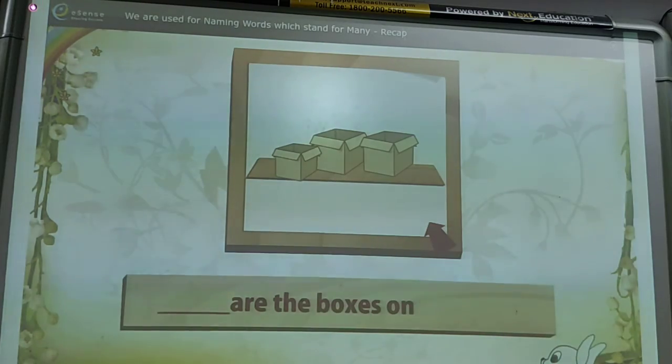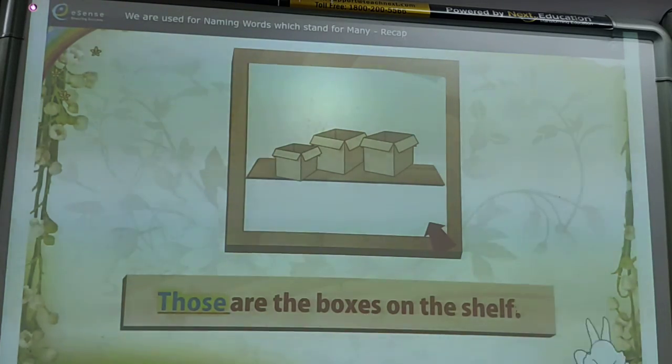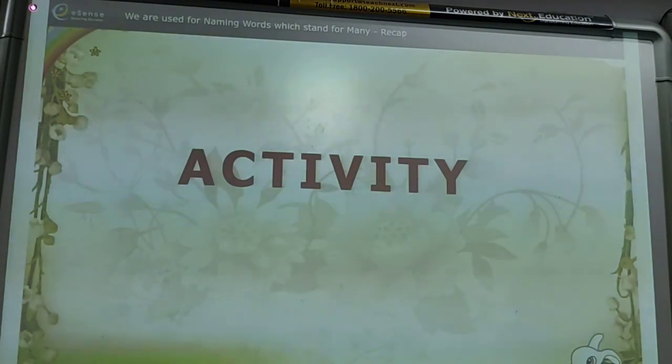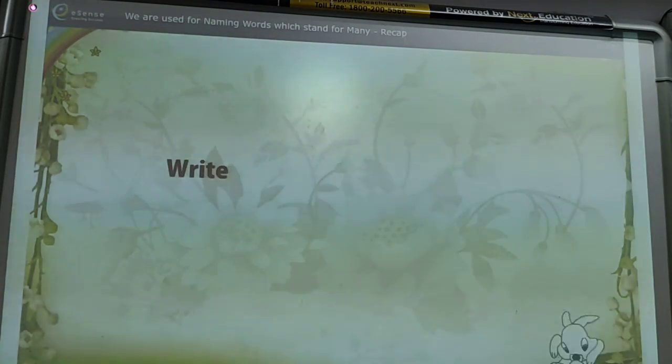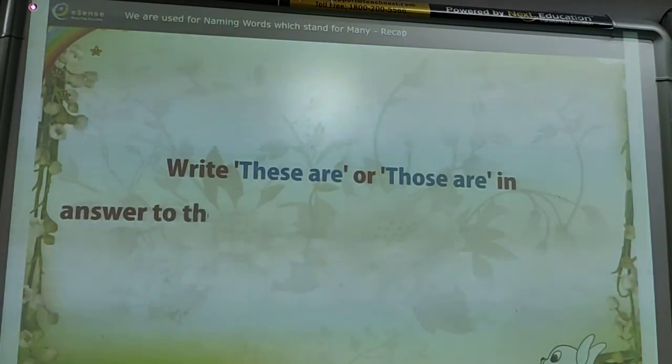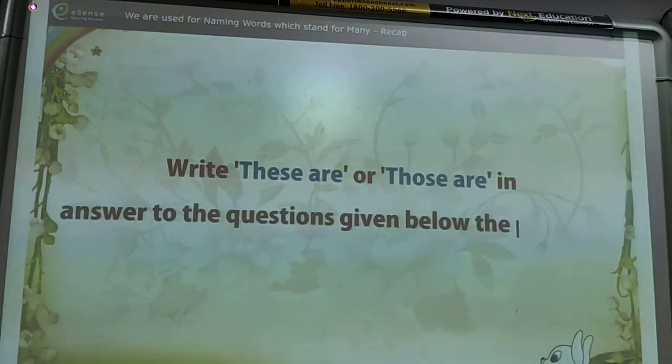Dash are the boxes on the shelf. Those are the boxes on the shelf. Good rainbow. You know when to use these and when to use those. Let us do one more activity. Look at the pictures. Write these are or those are in answer to the questions given below the pictures.